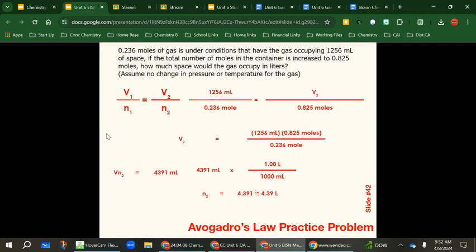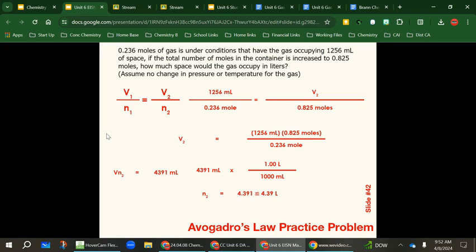So, ladies and gentlemen, 2.236 moles of gas is under conditions that have the gas occupying 1,256 milliliters of space. If the total number of the moles in the container was increased to 0.825 moles, how much space would the gas occupy in liters? V1 over N1 equals V2 over N2. Again, units do not matter as long as they are the same on both sides. Milliliters here mean milliliters here. Moles here mean moles here.